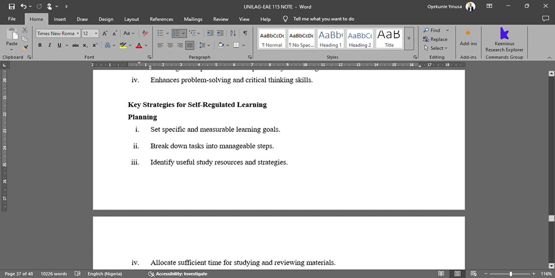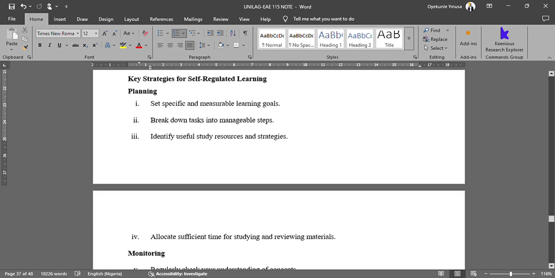Key strategies for self-regulated planning. Like I said earlier, planning is one of the key strategies. Planning helps you to set specific and measurable learning goals. Remember, your goals must be SMART: specific, measurable, achievable, realistic, and time-bound.